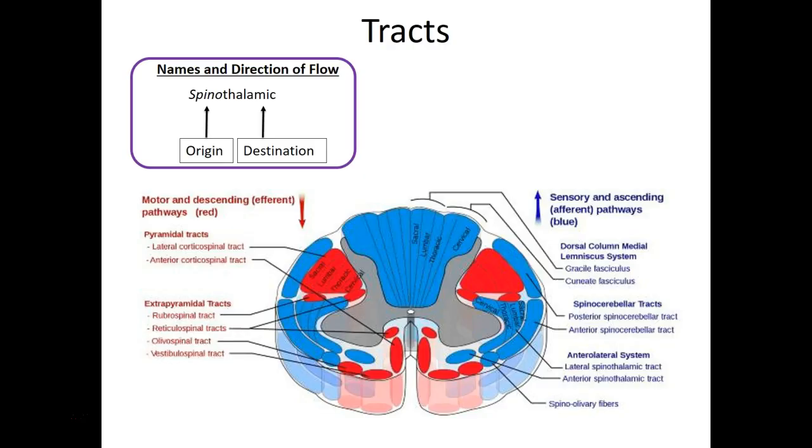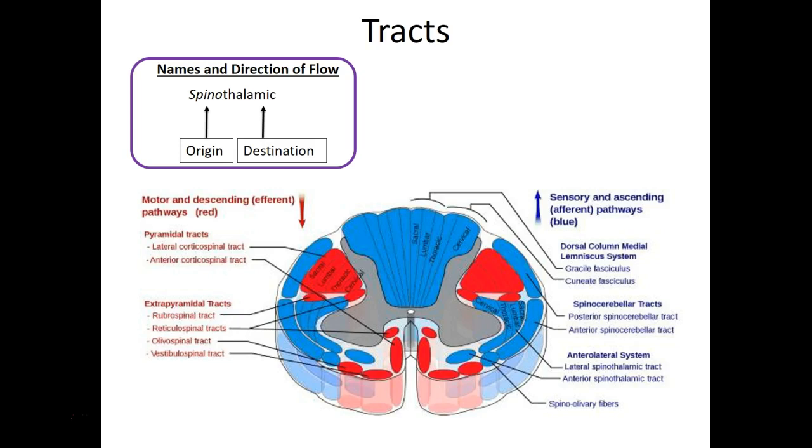All right, so some of these tracks have specific names. Not surprisingly, you can tell something about those tracks, which way they're going. Generally the first part of the name gives you the origin and then the destination. So if you know where it starts and where it ends, hopefully you can figure out which direction it's going. If you know the direction, then you know it's either sensory or motor.